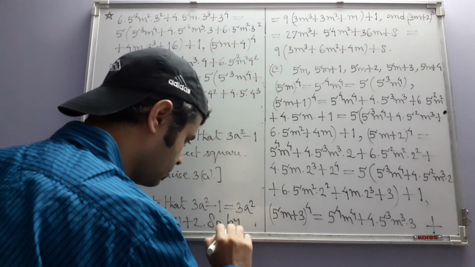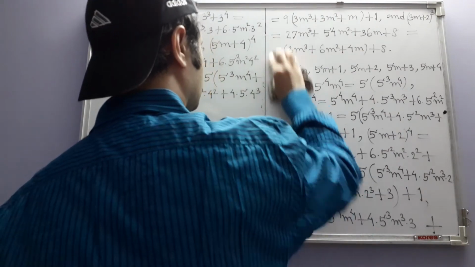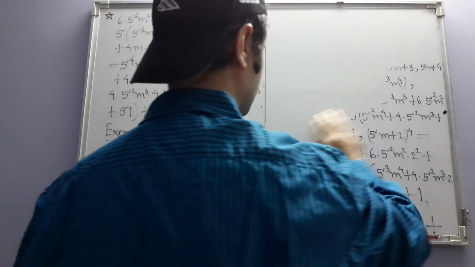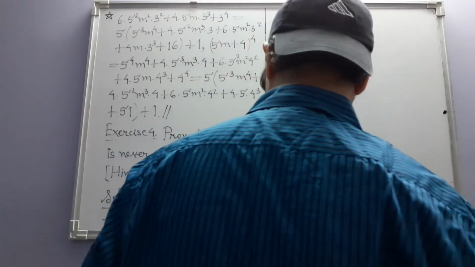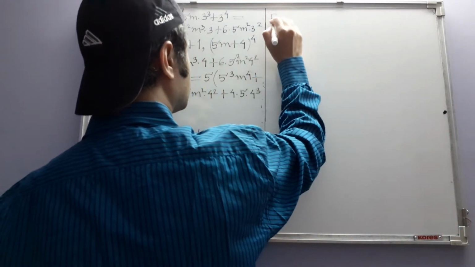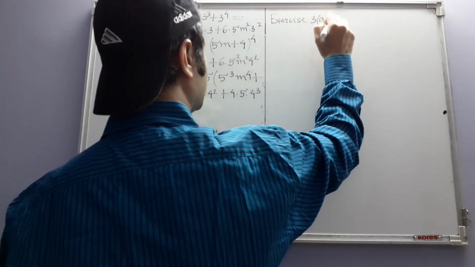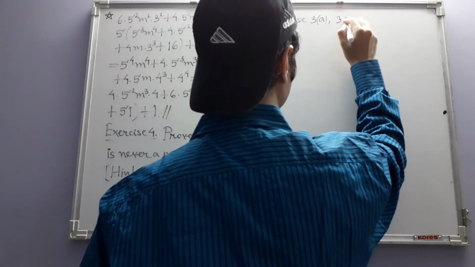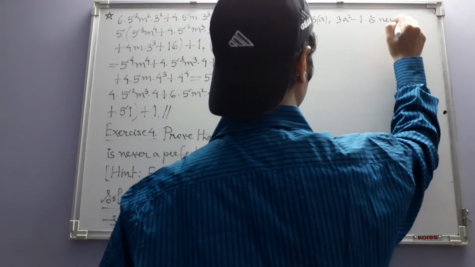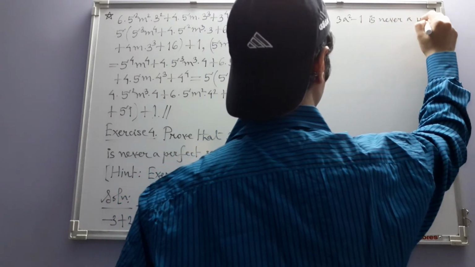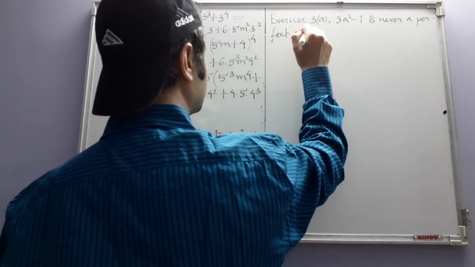So by exercise 3a, we can just directly write 3a square minus 1 is never a perfect square.